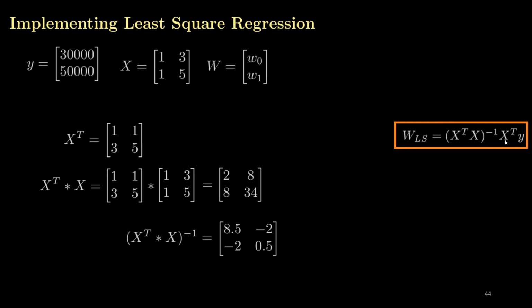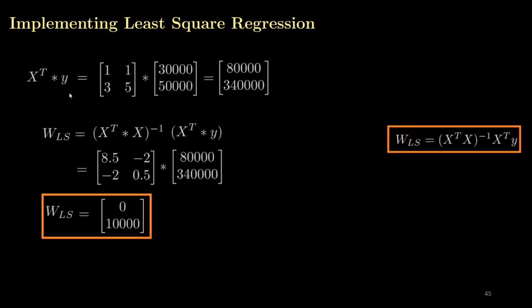Now, the next step is to multiply X transpose into Y. This is my X transpose and this is my Y matrix. This matrix has two columns and this matrix has two rows. Therefore, the multiplication is possible. So after multiplication, we will get this result.